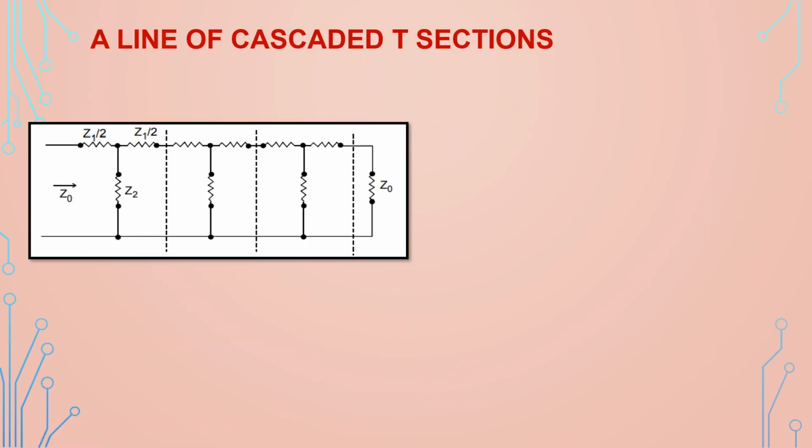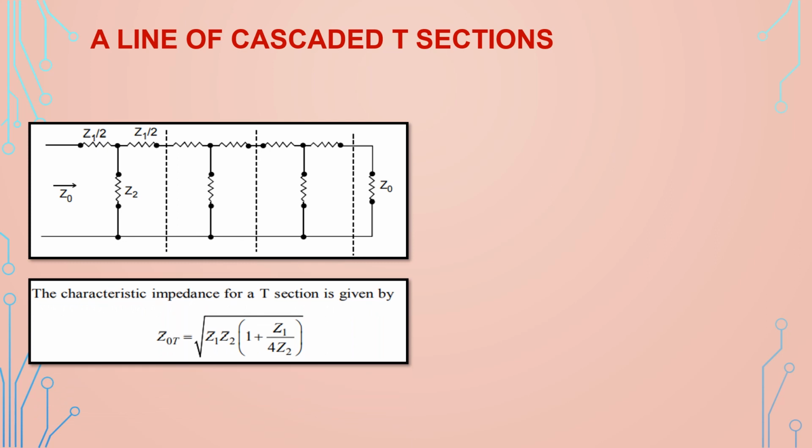Now these series elements R and L account for Z, and G and C account for Y. A line of cascaded T sections. As I told you earlier, a transmission line can be thought of as made up of a number of symmetrical T sections connected in cascade like this. And if it is terminated in Z0, then the input impedance is also going to be equal to Z0. We have already derived the equation for the characteristic impedance of a T section. It is Z0T equal to square root of Z1 Z2 into 1 plus Z1 by 4 Z2, where Z1 is the series arm and Z2 is the shunt arm.